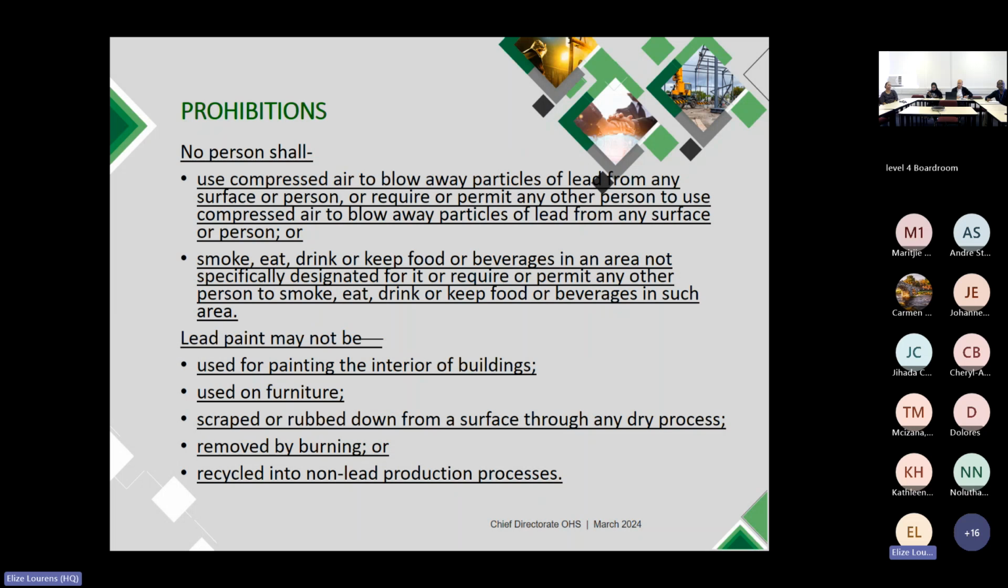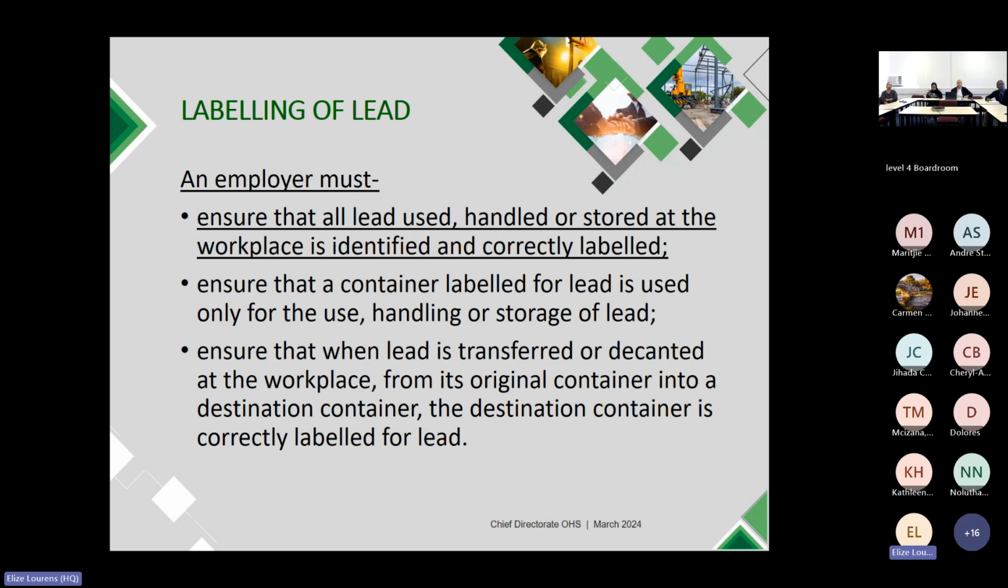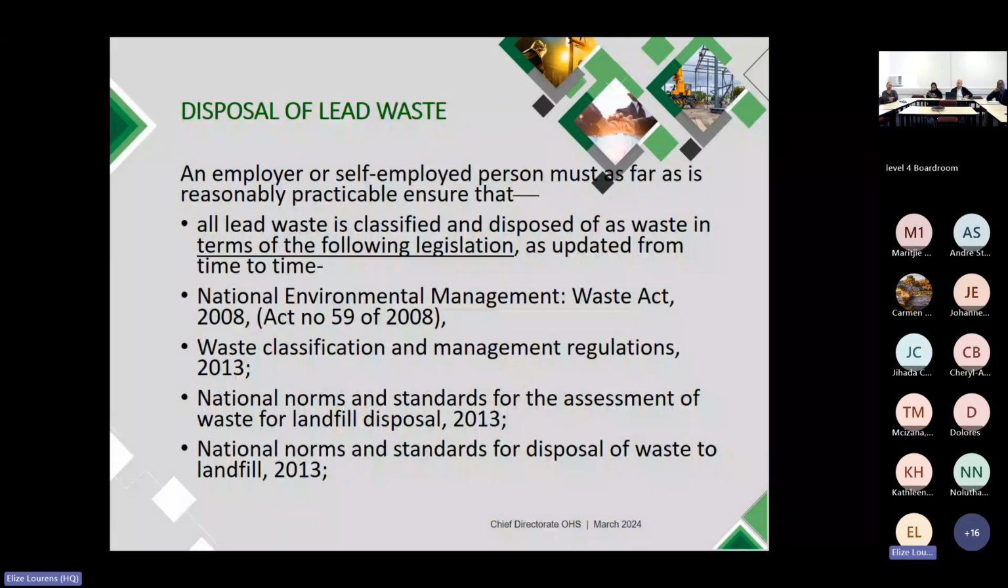Lead paint may not be used for painting the interior of buildings, used on furniture, scraped or rubbed down from surfaces through any dry process, removed by burning, or recycled into non-lead processes. As we said in the beginning, the new requirement is for lead to be classified, and then the labels must be developed according to that classification. It talks about all the GHS required labeling elements, such as signal words, pictograms, precautionary statements, and such.